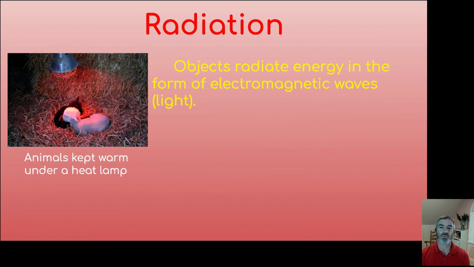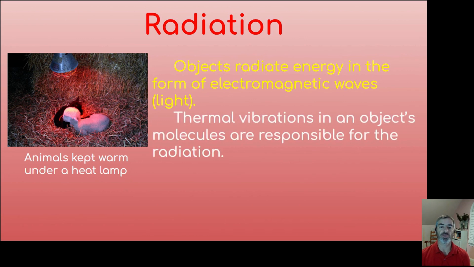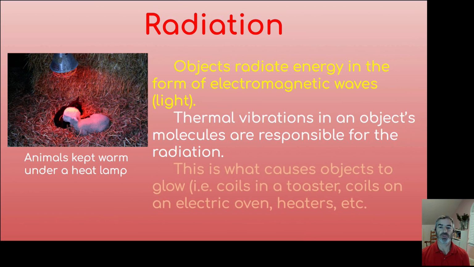So objects radiate energy in the form of electromagnetic waves or light. So light is what's heating the animals in this case. Thermal vibrations in object molecules are responsible for the radiation, and this is what causes objects to glow. So for example, the coils in a toaster or on an electric oven or heaters, things like that.